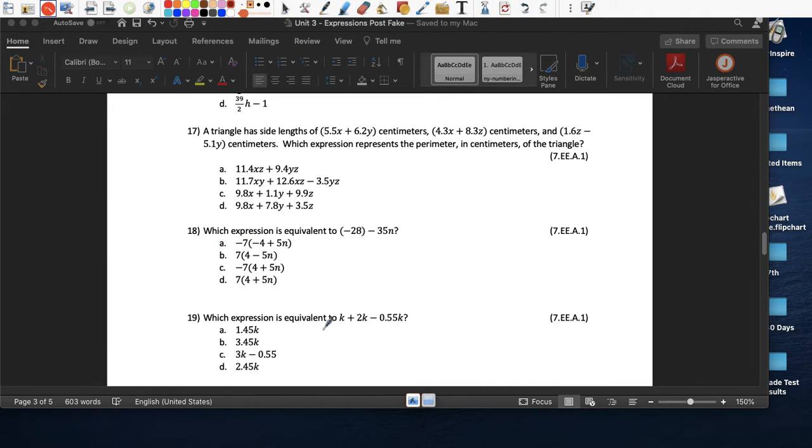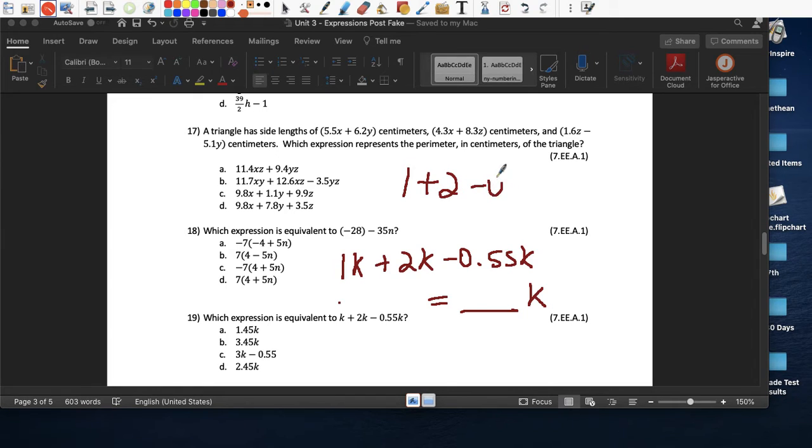Okay. Combine like terms, and again, here, they're hoping that you make a mistake because they're hoping that you forget the number 1 in front of the k. So let me write this. It's 1k plus 2k minus 0.55k. Right, so you know your answer is going to be equal something k, right? So in your calculator, put 1 plus 2 minus 0.55. And you should get 2.45. And then we put the k next to it, right? That's our answer.